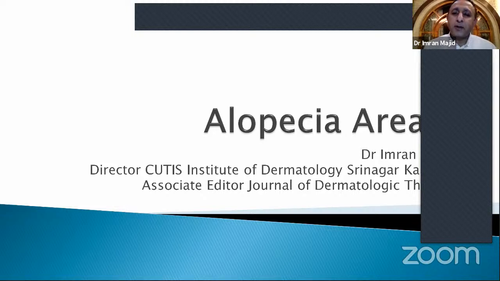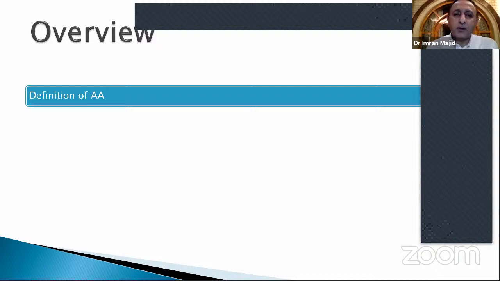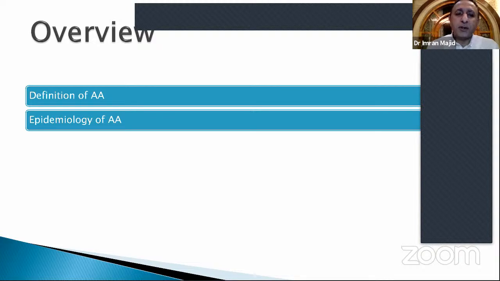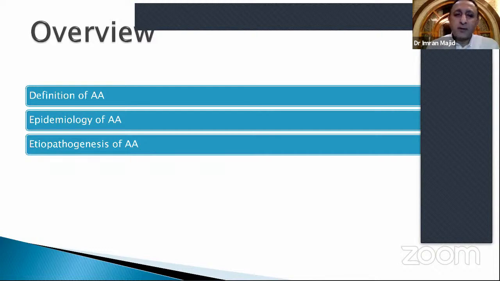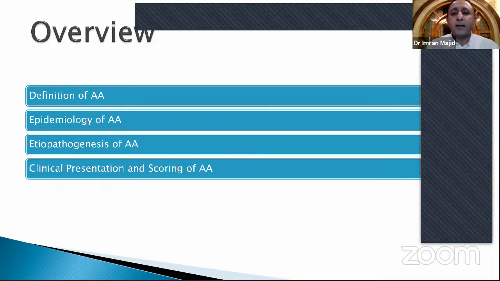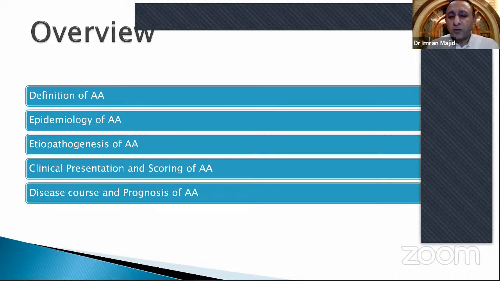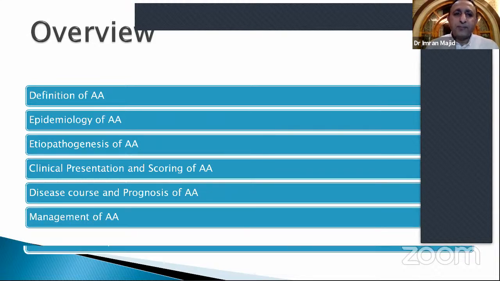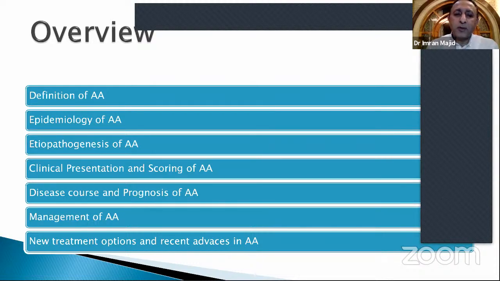So the topic that I'll be speaking on today is alopecia areata. This is how the topic will be discussed. We'll be discussing the definition of alopecia areata, the epidemiology of the disease, the etiopathogenesis of alopecia areata, then clinical presentation and scoring of alopecia areata, disease course and prognosis, and management. And then I'll talk about some new treatment options and recent advances in alopecia areata.